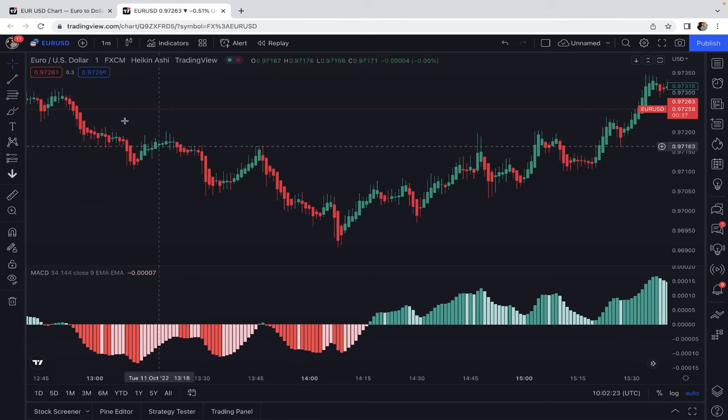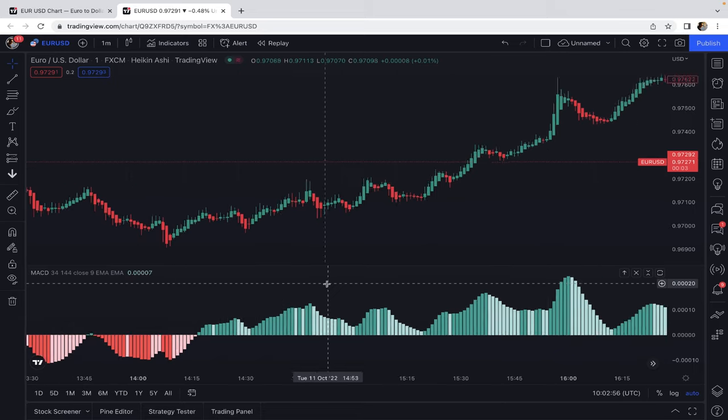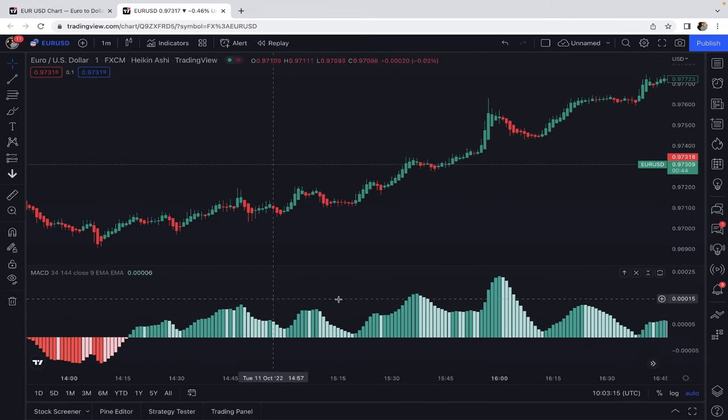Here the market is in a downtrend and the MACD histogram is red in this period, and here the market is in an uptrend, and you can see how the MACD histogram also responded and turned to a green histogram.